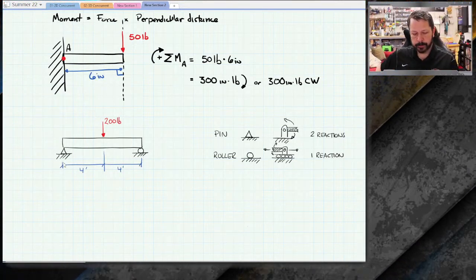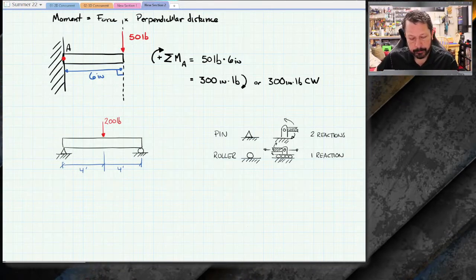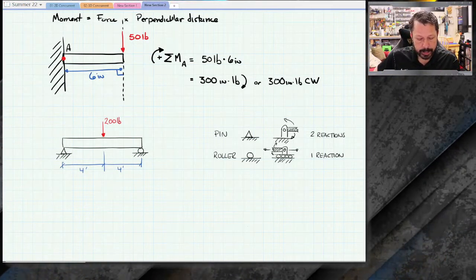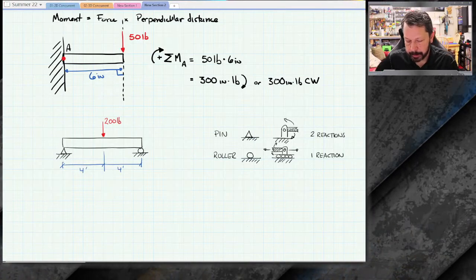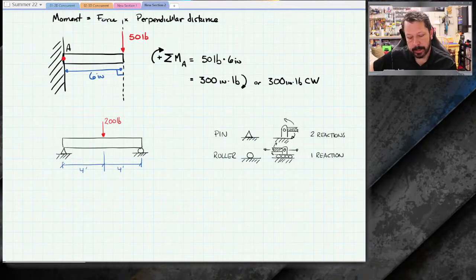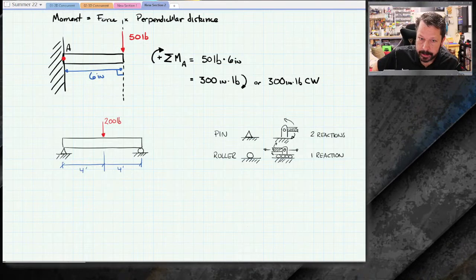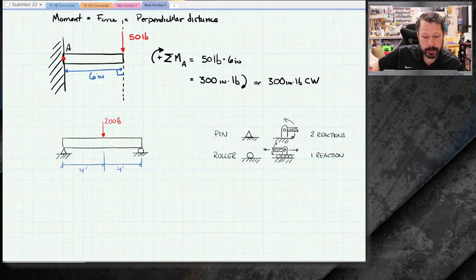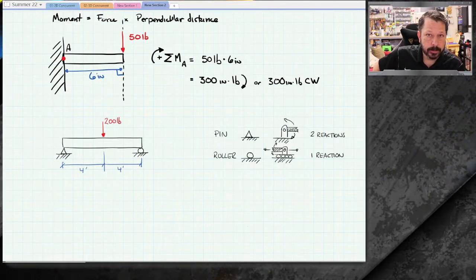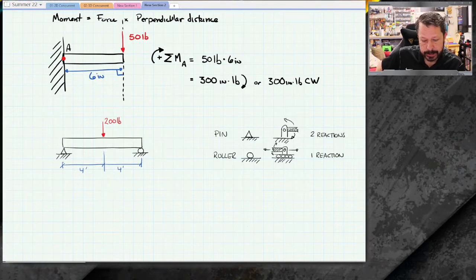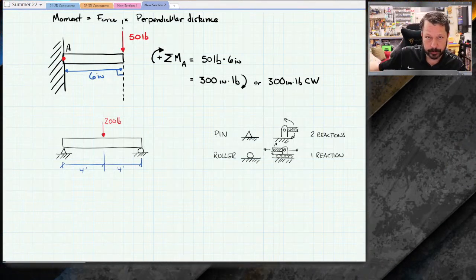And what we want to do is figure out what kind of reaction is happening at the pin and what kind of reaction is happening at the roller. We need to know that because those are forces that are being applied to this beam. If we want to deal with any kind of stresses in the beam, we need to know what all the forces on it are.